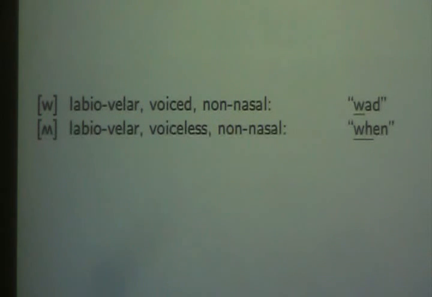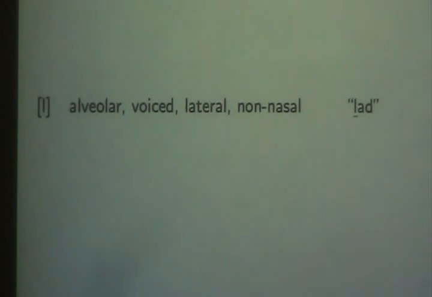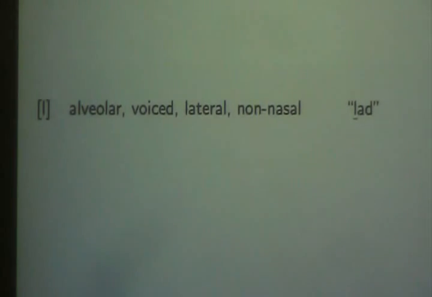Okay. My mother, who is or was an English teacher, insisted that these words should be pronounced with this voiceless version. So, when are you coming home? I don't think I have this sound in my speech. You might not. Not everyone does. Wa and hua. Okay. And the last approximant we'll learn today is this one.